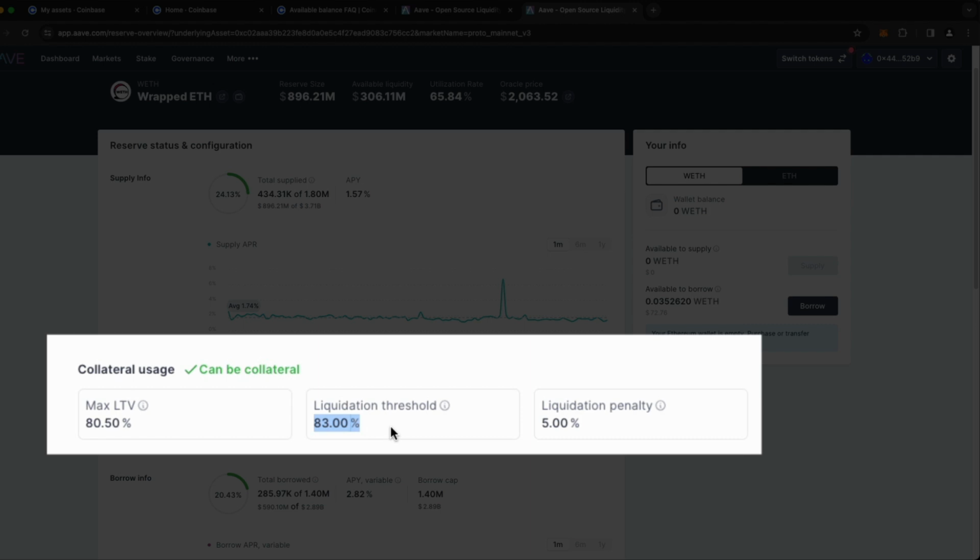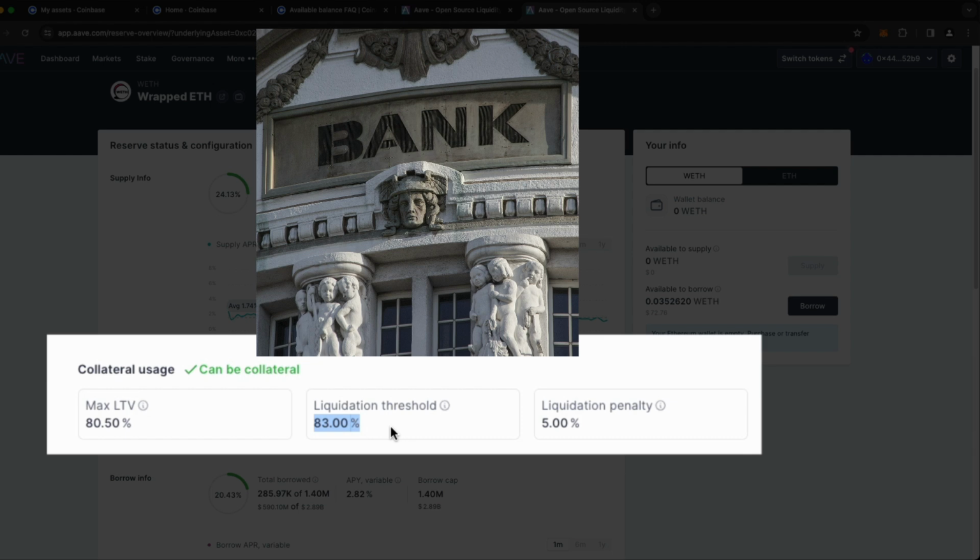It's just like going back to the bank example. We put our house up as collateral. The bank is going to repossess our house if we don't pay the loan, right?